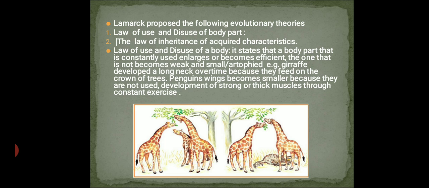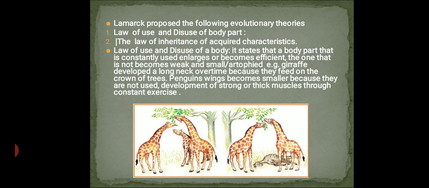Law of use and disuse of body parts states that if a part of the body is being used constantly, it becomes efficient. The one that is not used becomes weak or small. That is the law of what? Use and disuse. And you can see this in snake.